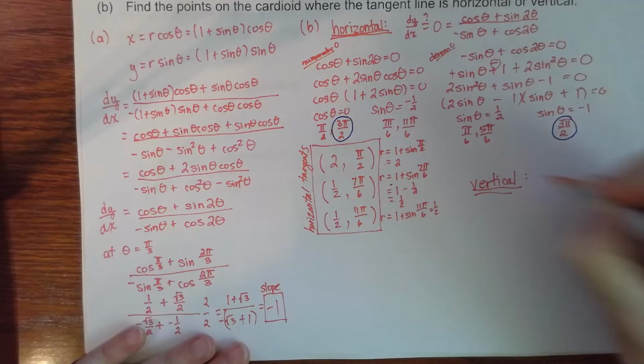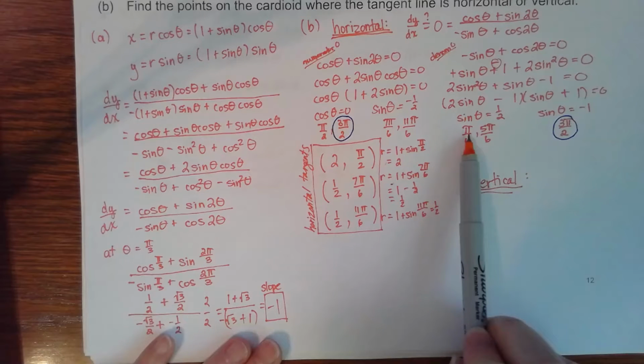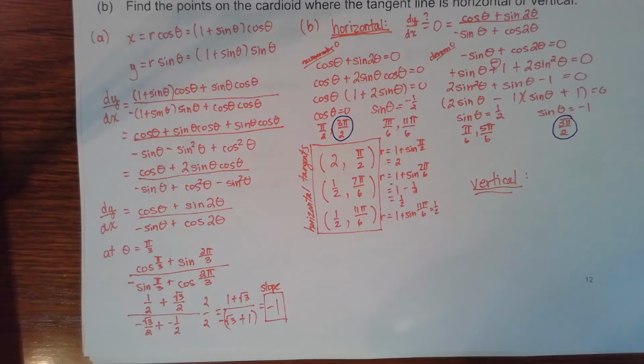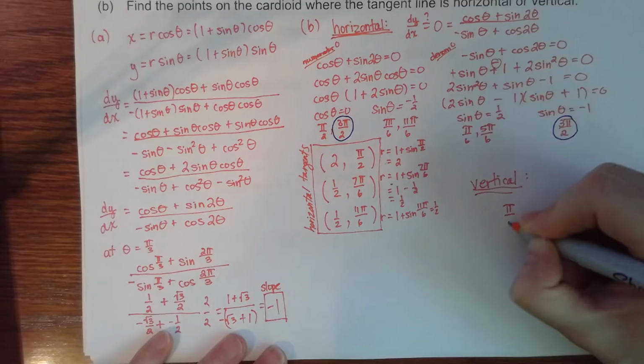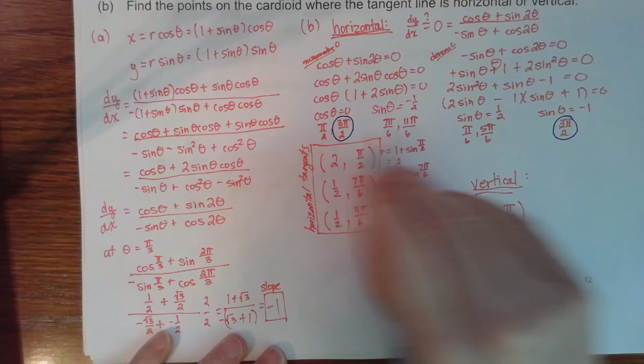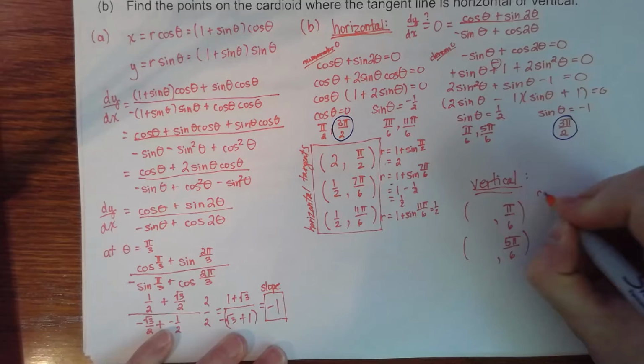Okay, so for our vertical tangent, that's where we have a denominator of 0, so we definitely have pi over 6 and 5 pi over 6. It's this 3 pi over 2 one that we're going to have to work for a little bit. So in terms of points, definitely the pi over 6 and the 5 pi over 6. Let's figure out the r values that go with them, and look a little into that overlap where both the numerator and the denominator are 0.